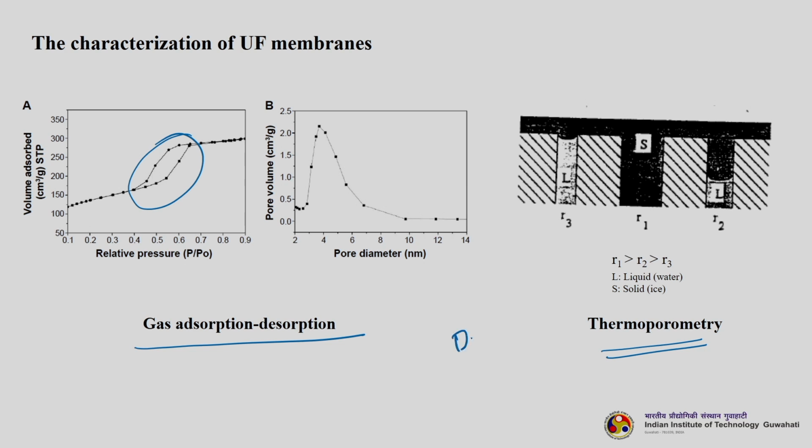So, what you need is a DSC instrument, differential scanning calorimetry system, which is again a costly instrument, and the calorimetric measurement of this solvent or liquid is carried out in it. So, the extent of cooling or undercooling is measured. Okay. The thermoporometry method is also a very good method, but you need a DSC for that.